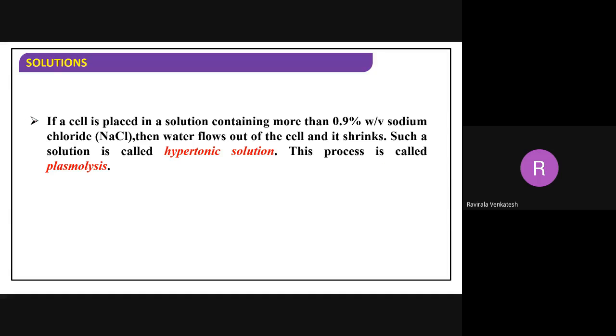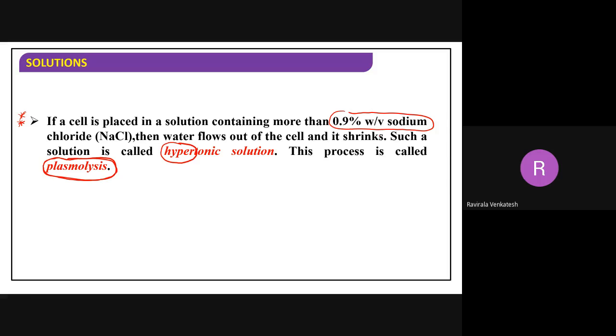Now, the remaining topics are also very important, the biological actions. Let me take first hypertonic solution or plasmolysis. I think you know this because you are biology students, you know more than me, as this is a biological concept. Let me discuss hypertonic solution, plasmolysis. Again I have taken 0.9% W by V sodium chloride, saline water.